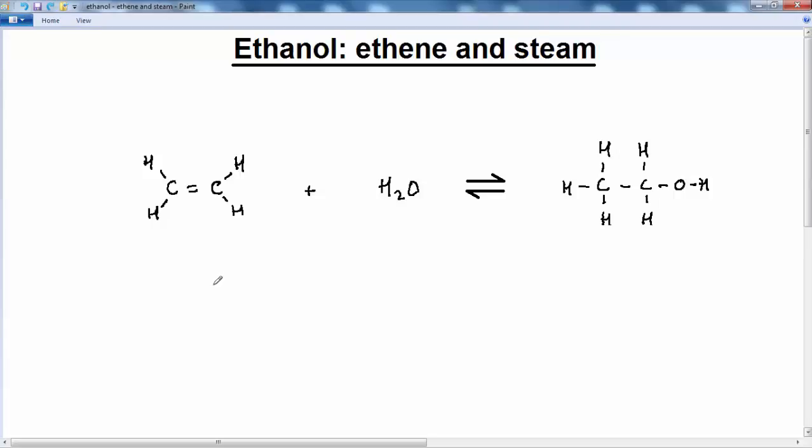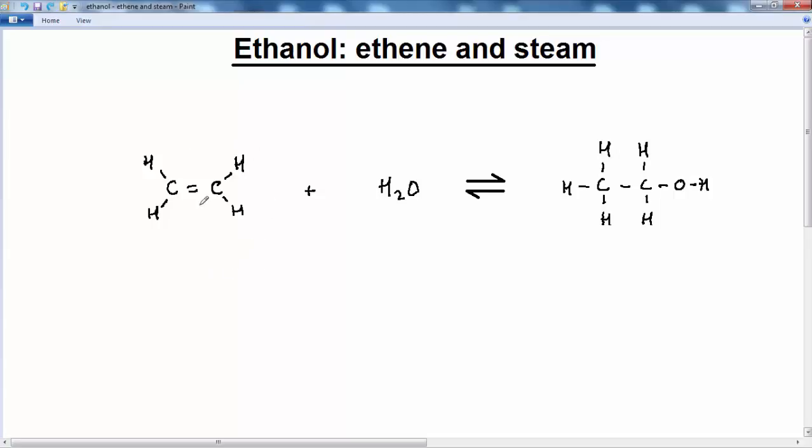In the next 3 lessons we're going to look at the manufacture of ethanol. First of all, we're going to look at how ethanol can be produced from ethene, then from fermentation, and then we're going to compare the 2 manufacturing processes. So first of all, let's look at how ethanol can be produced from ethene.